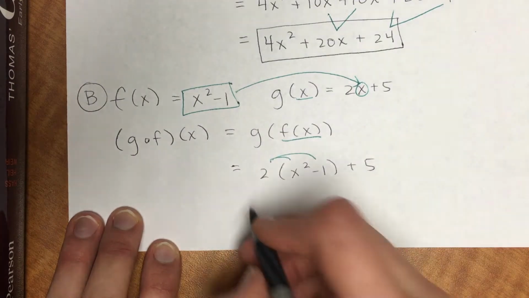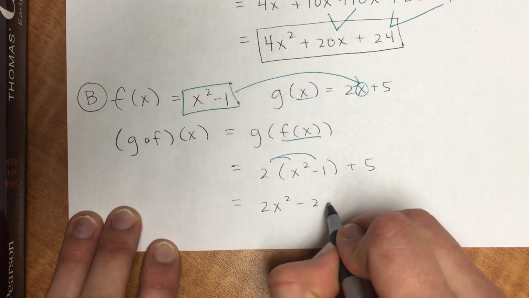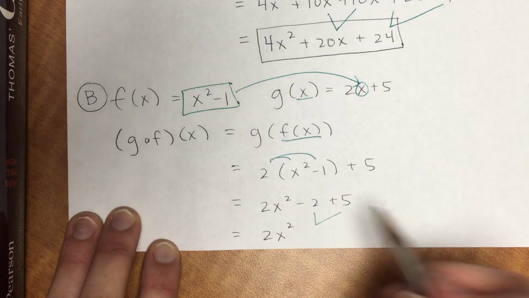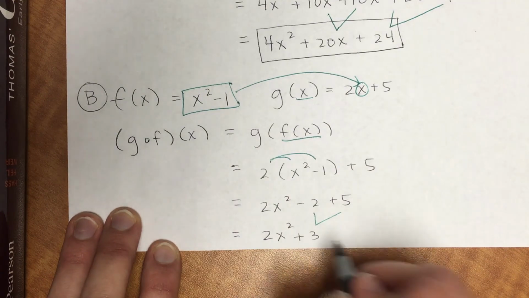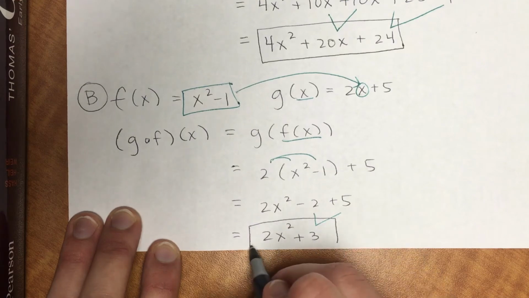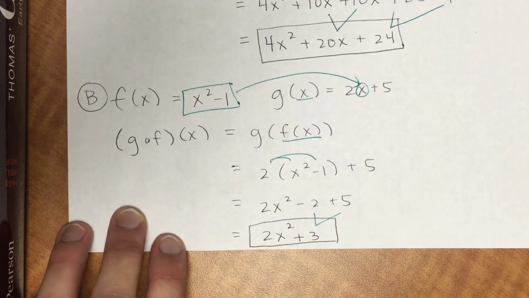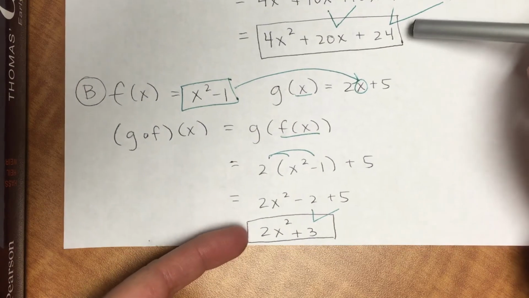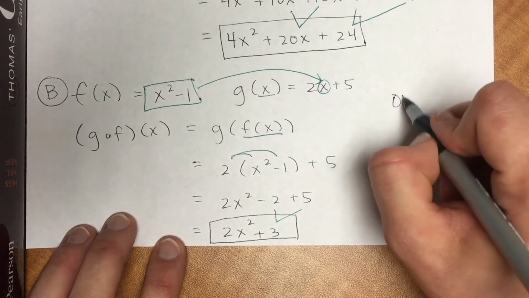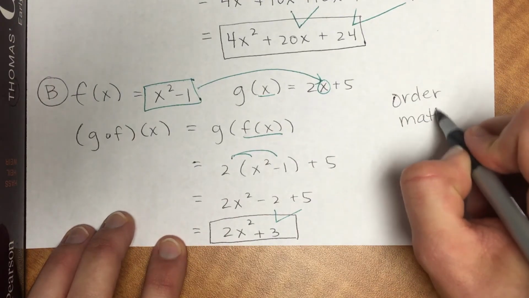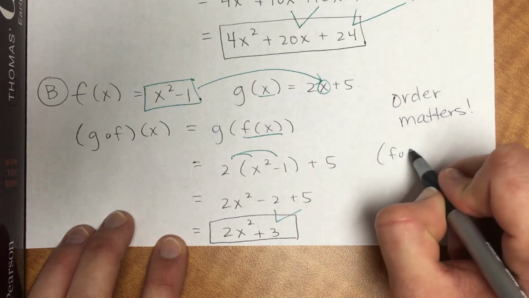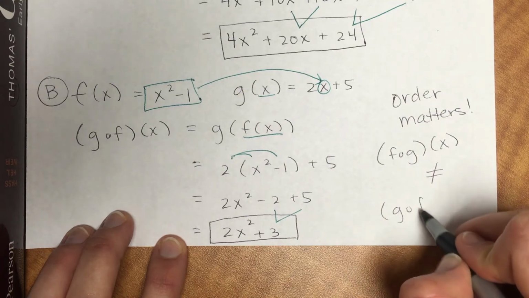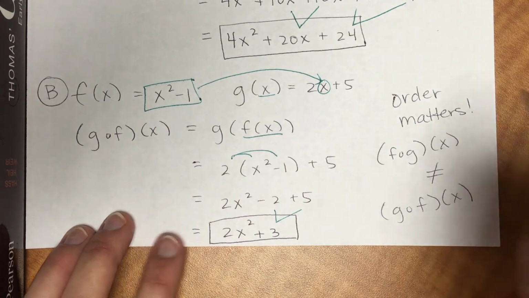So distribute your 2 and combine like terms. These are both like terms here. I can add them together because they're on the same side of the equal sign. So negative 2 plus 5 is 3. And we're done. So this shows you something really important. f of g and g of f are two completely different functions. So order matters. Really important. f of g of x is not necessarily the same thing as g of f of x.